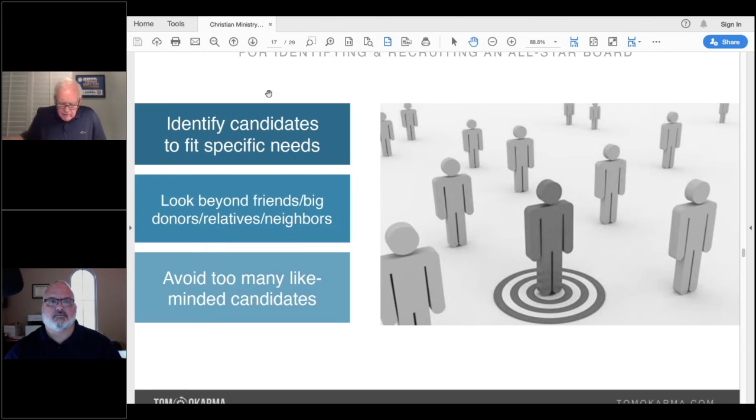Avoiding too many like-minded candidates. You don't want a group of yes people on the board. You want ones that are team players, but that doesn't mean they always agree with everything. They're not afraid to raise an issue or push back when something just doesn't smell right. That's why I like having a business person or two on a board, because they look at it a little more objectively. They look at the financials, they look at the goals, they look at the plan, and they say, is there alignment here? Is everything tight? Or are we all over the map?